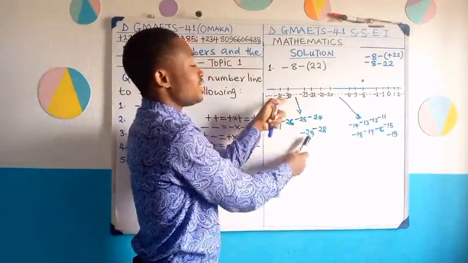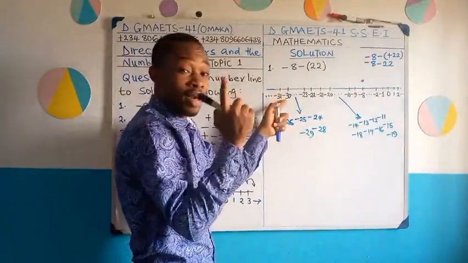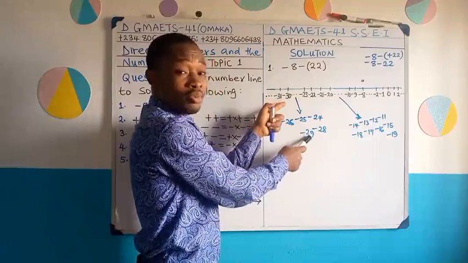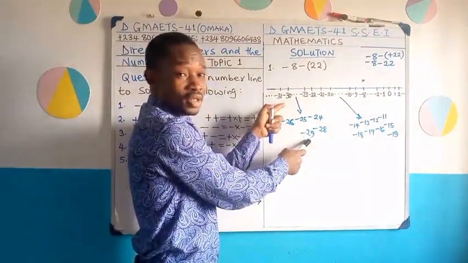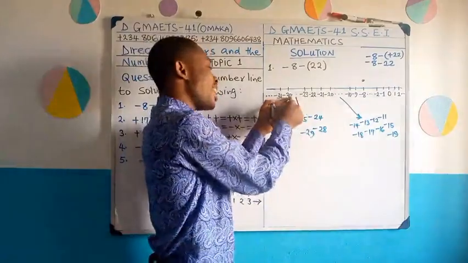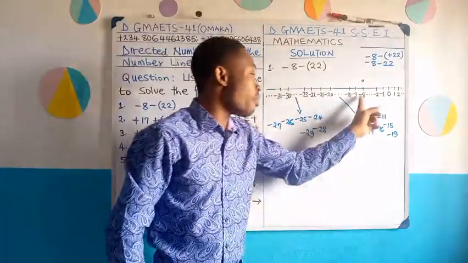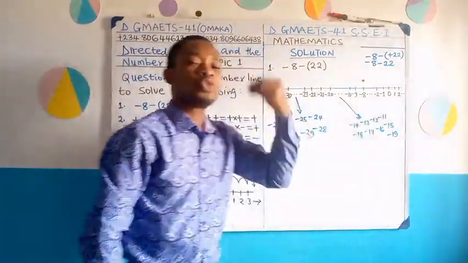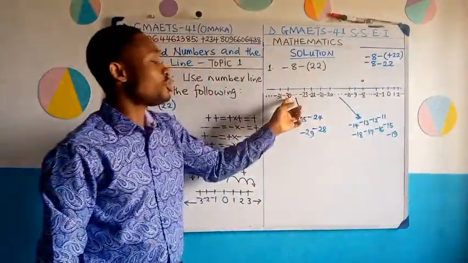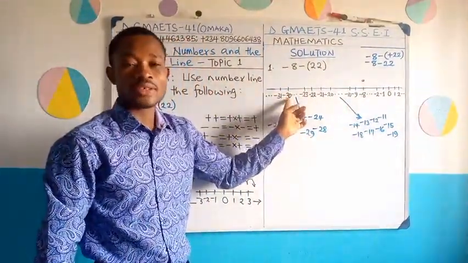After -29, the next you go to is -30. Remember, this gave me 21 movements at -29. Is that not so? So from -29 to -30 now, you will get 22 movements. This simply means if you are moving from -8 and you move 22 times, it will take you to -30.